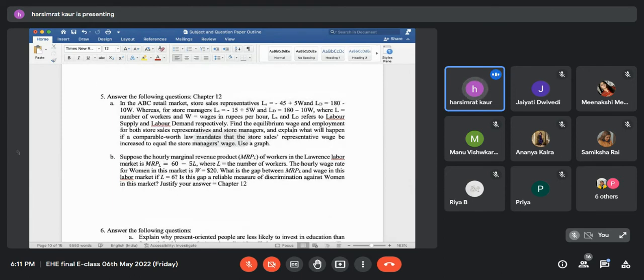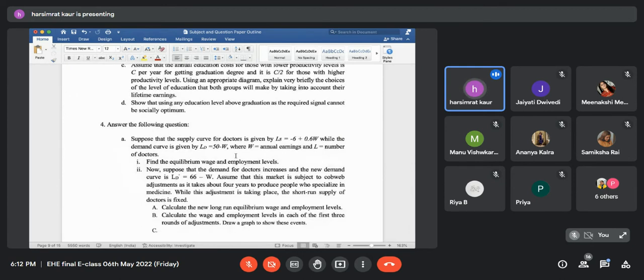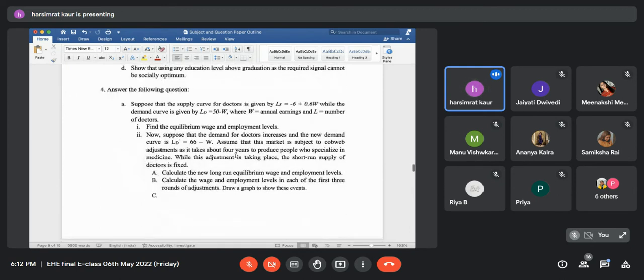So if we impose a comparable worth law, will there be a rise in employment or a fall in employment? What would happen? Okay, that you have to comment on. So question number 5, A, B. You would have many questions, guys. Basically, these are different questions you can practice. Okay, so utilize them. This is of course the cobweb model.